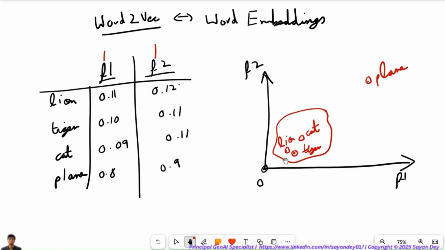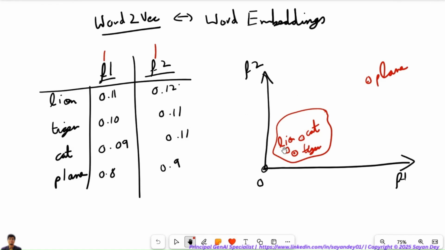Look at the word lion. The word lion will be 0.11, 0.12. This is 0.11 here, 0.12 here. So you are able to represent every word in the two-dimensional coordinate plane. And all of a sudden, we are able to understand and form groups and clusters of words. How powerful is this? Clustering is again fundamentally based on distance. We talked a lot about clustering in yesterday's discussion, so you can relate to this a lot better.